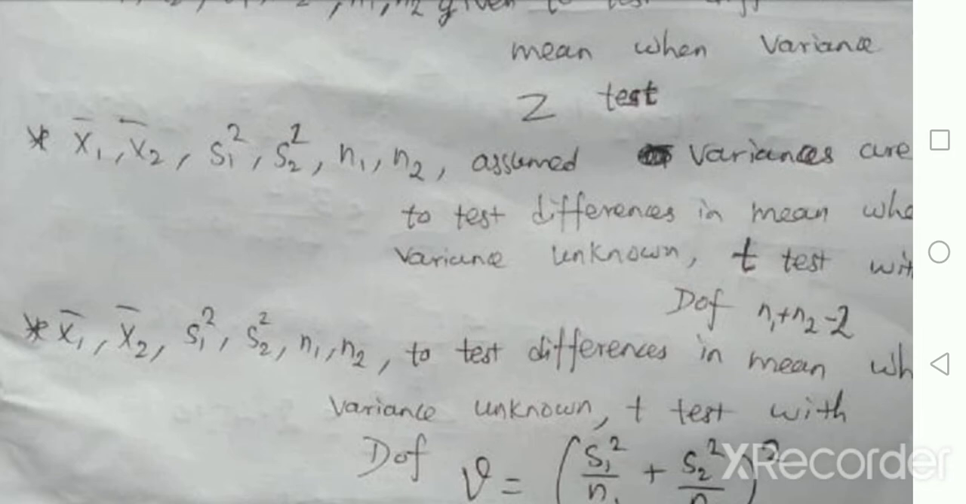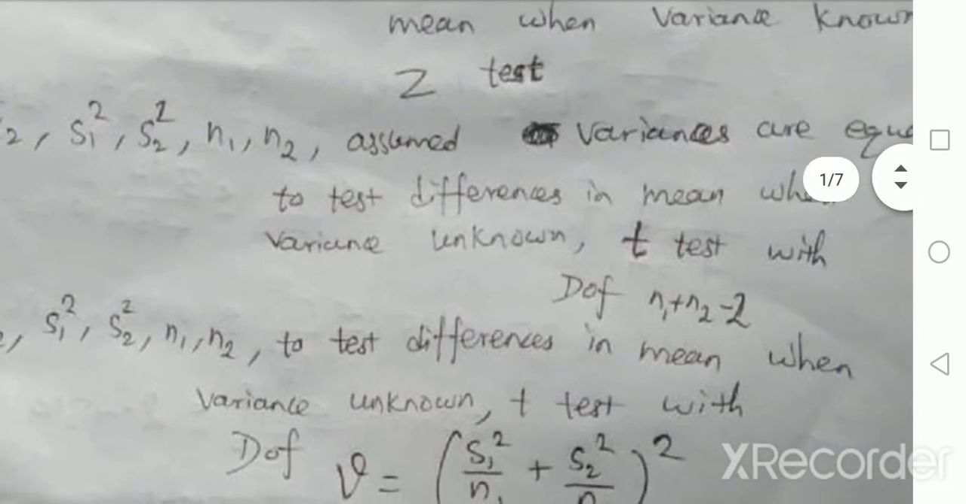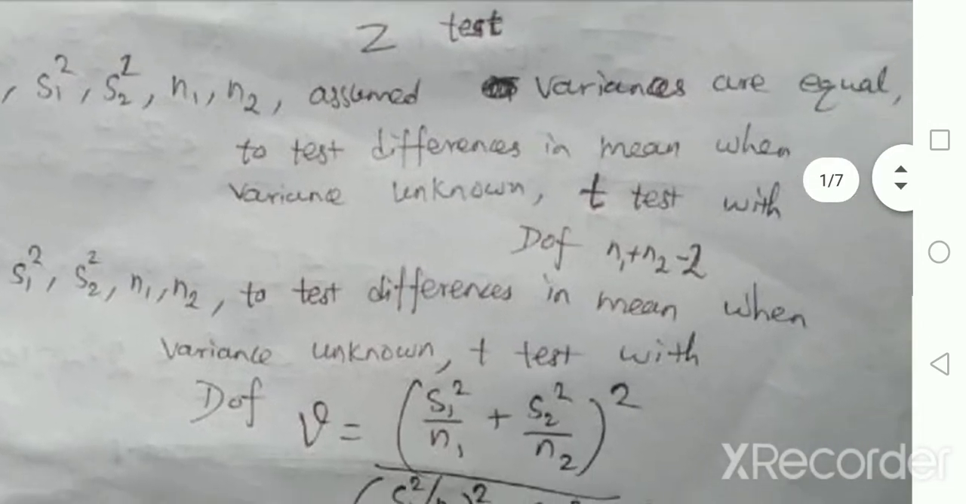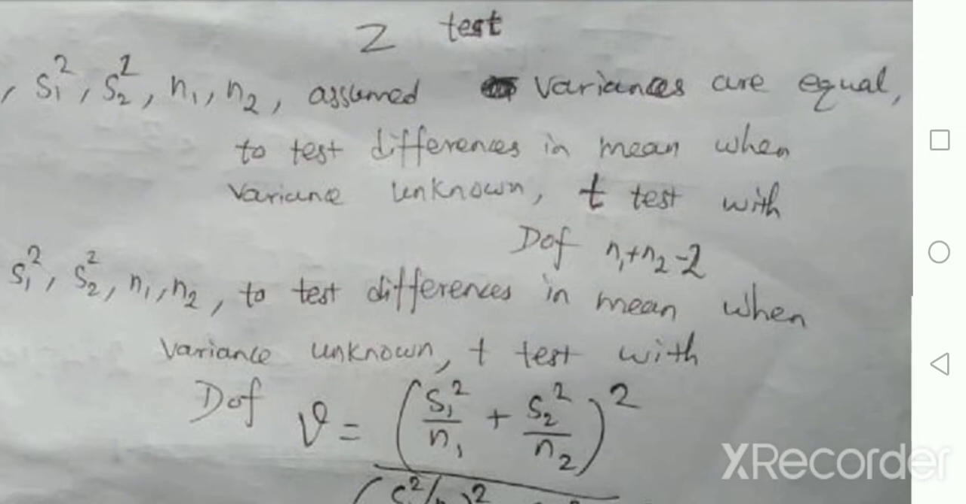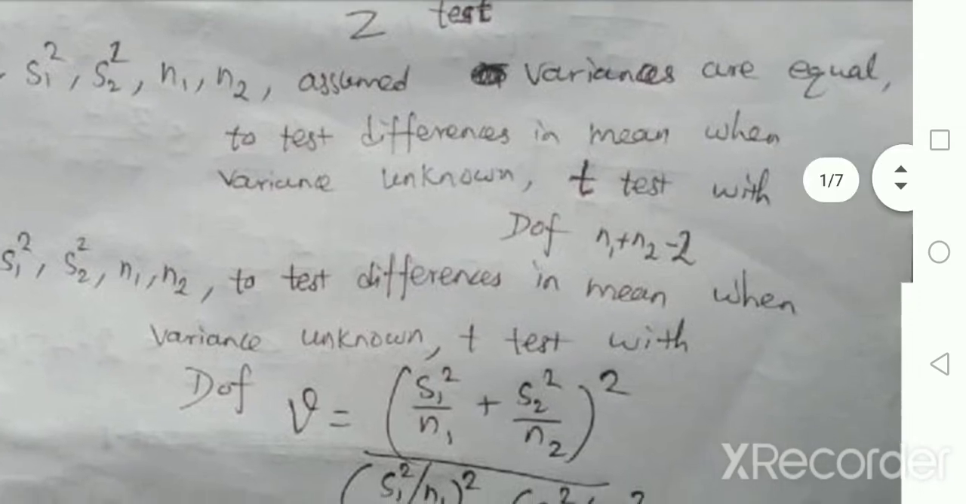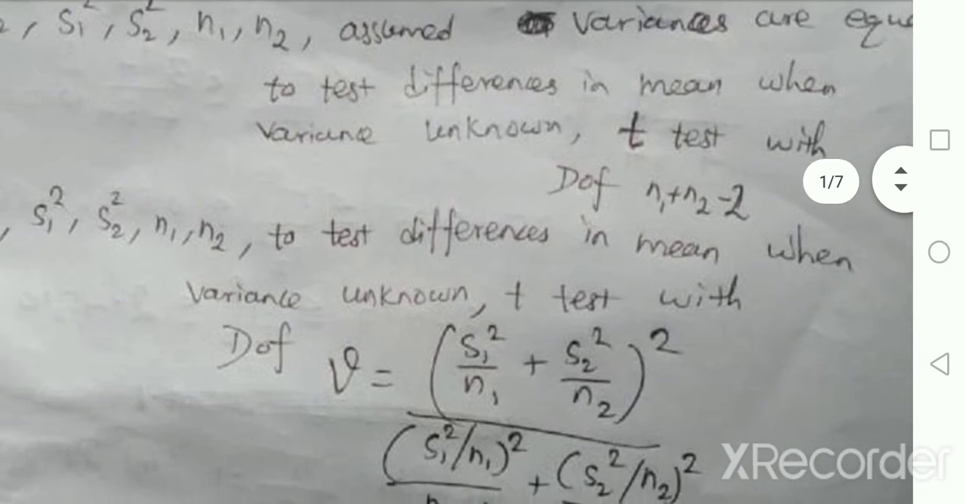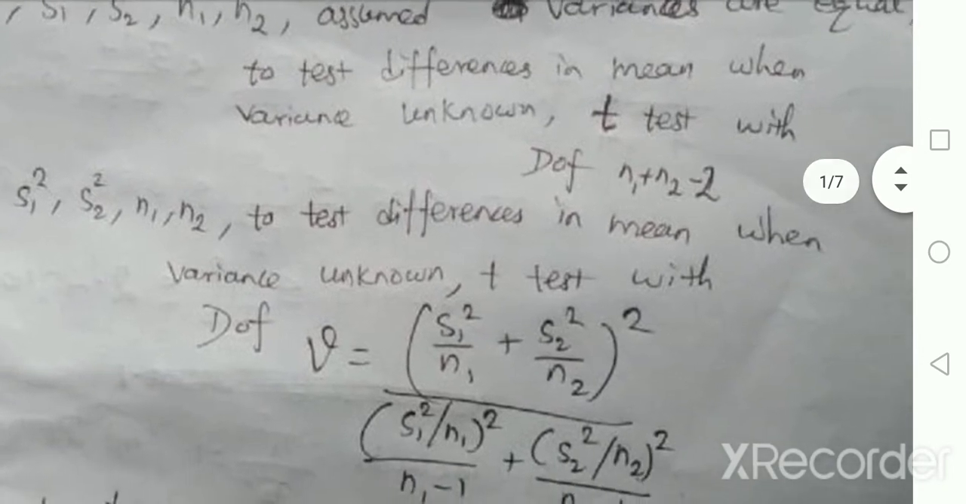Okay, the next case: the two sample sizes n1, n2, and also the corresponding sample standard deviations or sample variances s1 squared, s2 squared, and corresponding sample averages x1 bar, x2 bar are given. And also in the question there is some statement about variance: assume that variances are equal. It means here we have to apply the test of differences in mean when variance unknown. The t test can be applied with degrees of freedom n1 plus n2 minus 2.